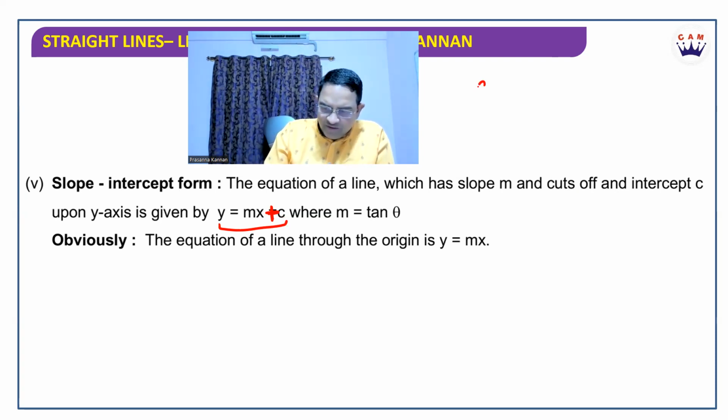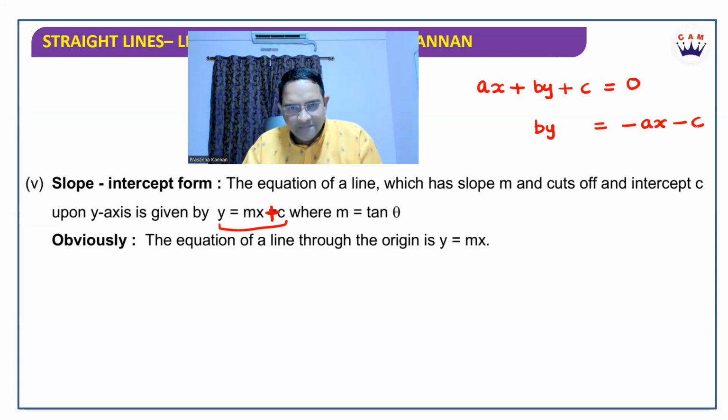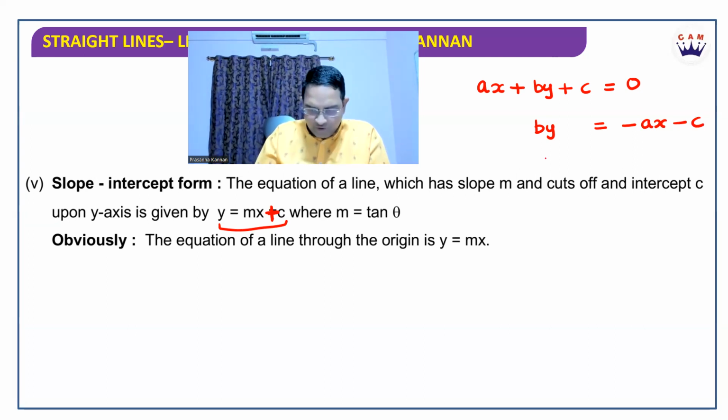Okay. So here we know the general equation is what? Ax plus by plus c equal to 0. Keep y on this side. Take everything else to the other side. What do you get? Correct. Now divide by b. So what do you get? Y is equal to minus a by b into x minus c by b. Correct.